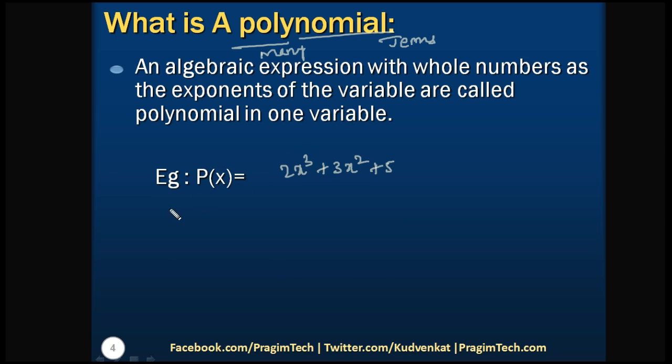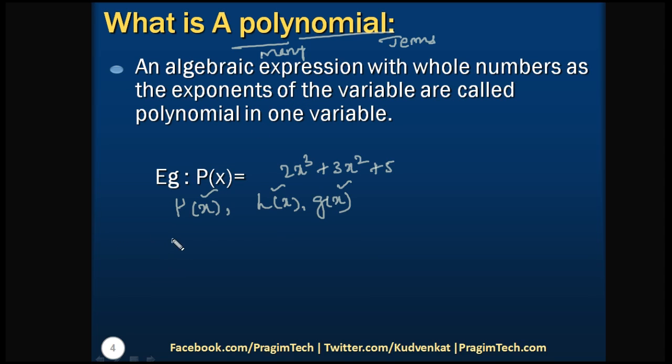Generally, polynomials are represented as p(x) or h(x) or g(x). That indicates that the expression is in terms of variable x. Such examples are known as polynomials in one variable. We can write even polynomials in 2 variables or in 3 variables as well. So, when I say that it's a polynomial, the exponent of the variable should be a whole number.